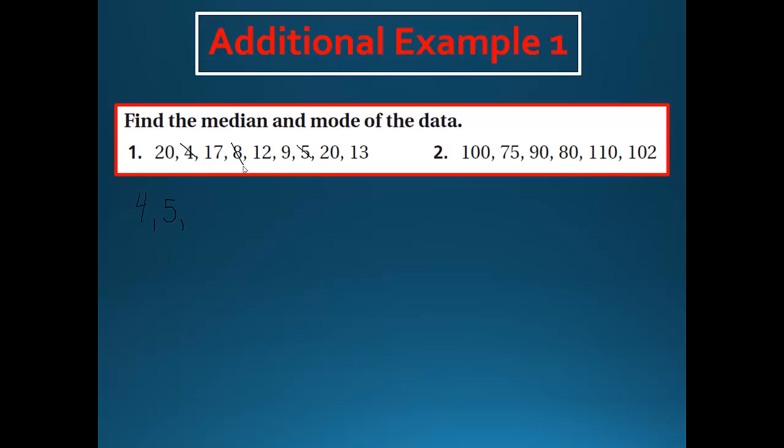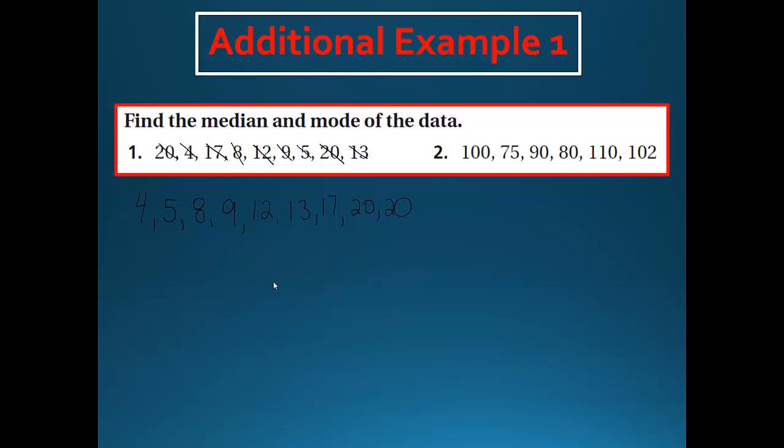And then we have 8, and then 9, and then we have 12, and then 13, and then 17, and then we have 20, and then we have 20 again. So now we have our data in order from least to greatest.